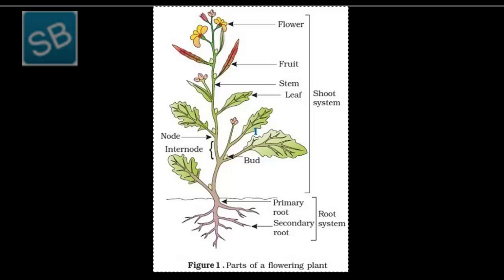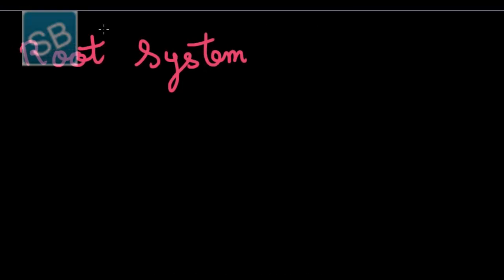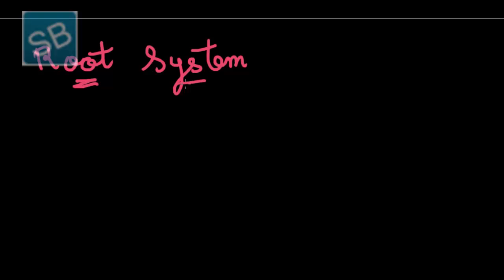As we can see, a flowering plant is basically divided into two types of system, that is shoot system and root system. Now, the root system comprises roots, that is primary and secondary type, and the shoot system comprises flower, fruit, and stem. Now let us study both of the systems in detail. First of all, let us begin with the root system.